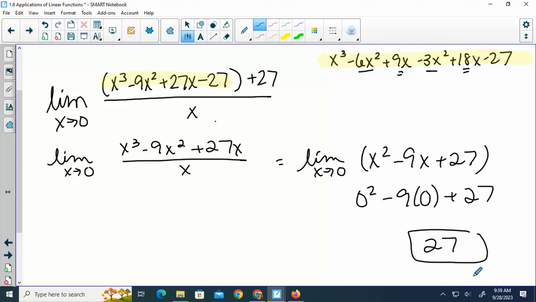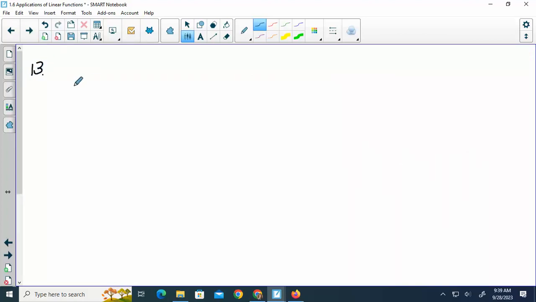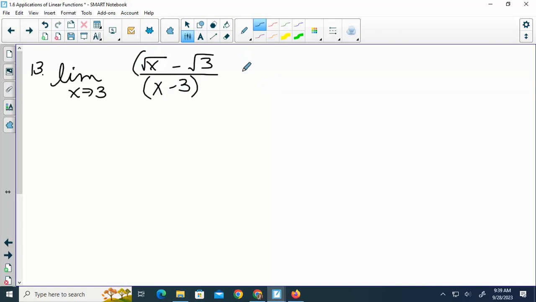Questions? Yes? On the question number 13, all right, let's look at it. I don't know if we did it on two or not. So 13. What would be our strategy on this problem? Conjugate. Okay, so right now it's this x minus 3 that's giving me problems because it gives me a 0. We have radicals, so we'll multiply by the conjugate.